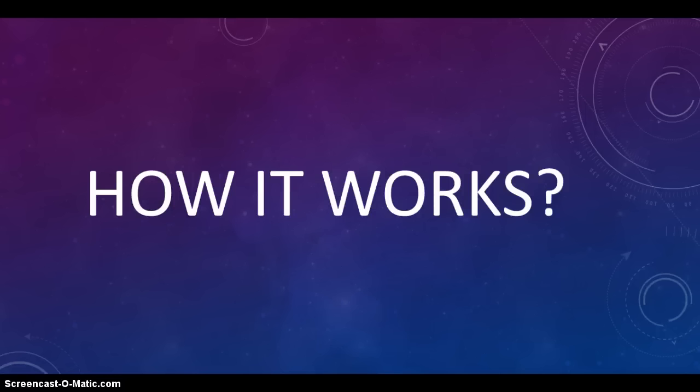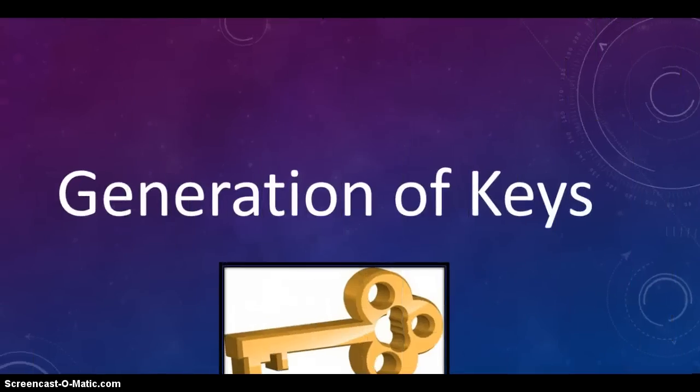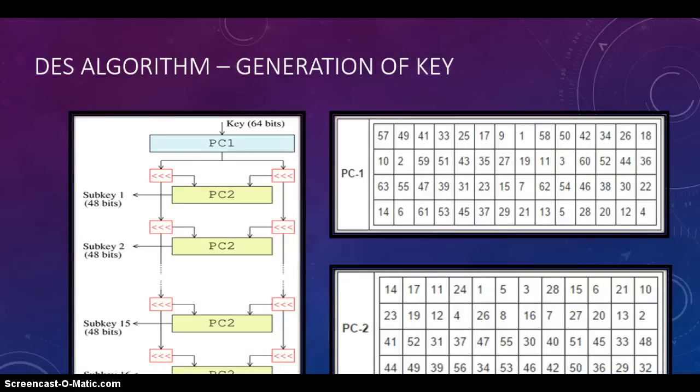The DES algorithm has two main processes. One of these processes is the generation of keys. Let's see how it works. I'm going to explain the generation of keys in some steps. The first step is that we are going to take our 64-bit key, right here, and we are going to permute it according to the PC1 table, that is this one. Permuted means that we are going to make some changes in the order of our bits.